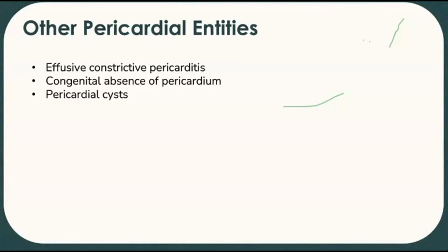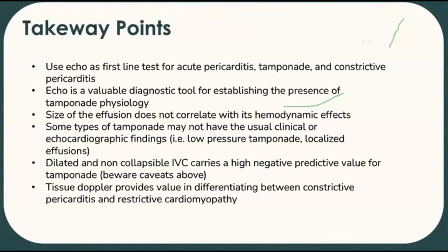And then they also in the ASE guidelines touch on congenital absence of pericardium and pericardial cysts, but I didn't get into that too much. So just to round off some of the takeaway points here, though tamponade is a clinical diagnosis, echo can obviously provide a lot of supportive factors that can help with that decision making. The size of the effusion does not correlate with its hemodynamic effects, but there are some types of tamponade that might not have the usual clinical or echocardiographic findings, like low pressure tamponade and localized effusions.